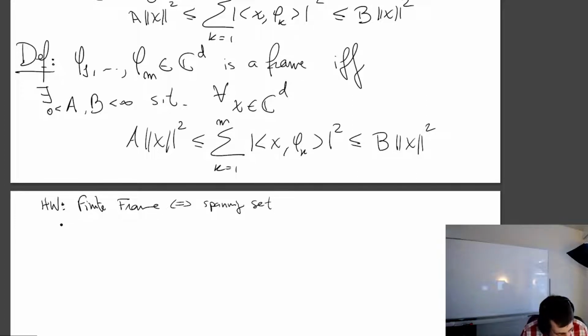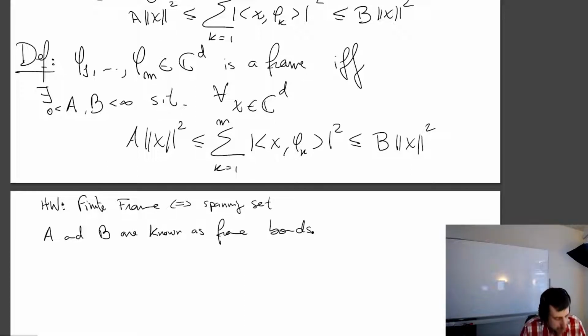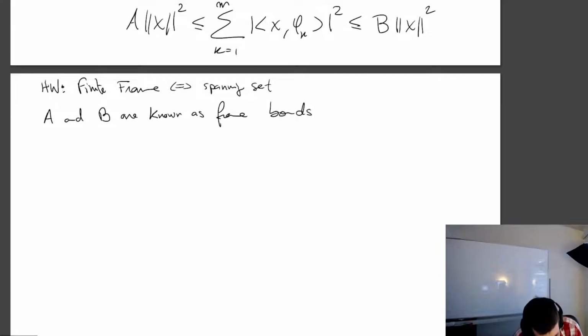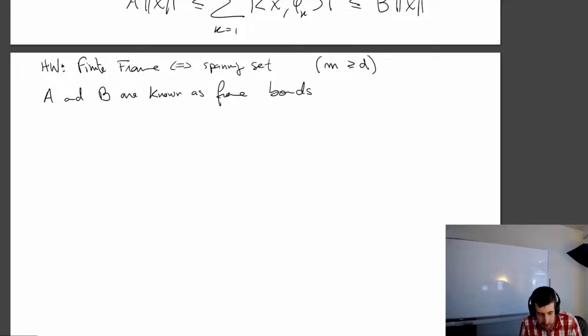So A and B are known as frame bounds. If A is a frame bound, anything smaller than A is of course also a frame bound, but we'll call the optimal frame bounds just the best possible ones. Because it's a spanning set, we also clearly get that n is bigger or equal than d, otherwise it can't possibly be a frame.